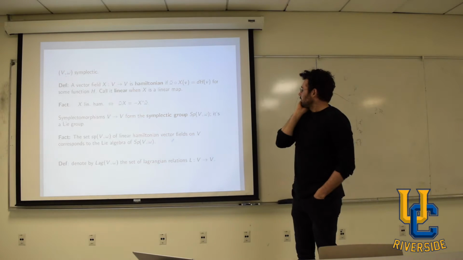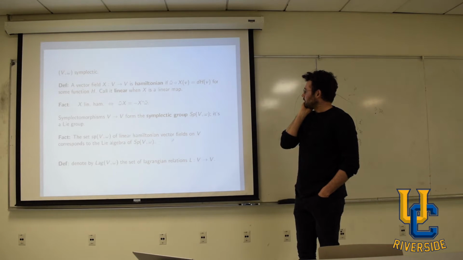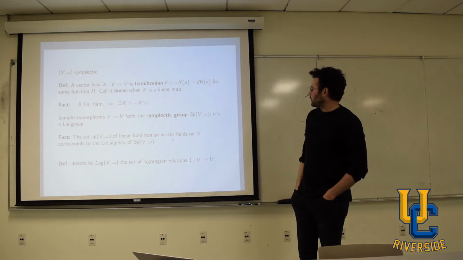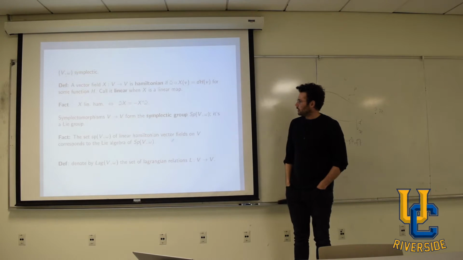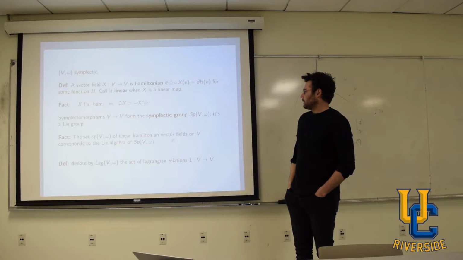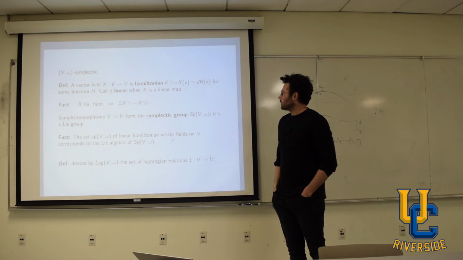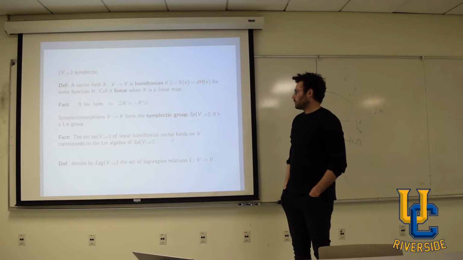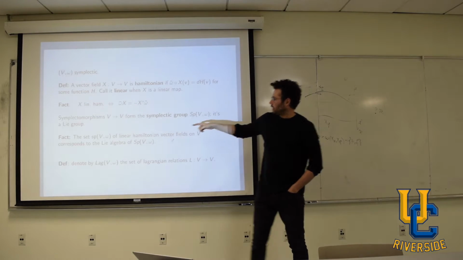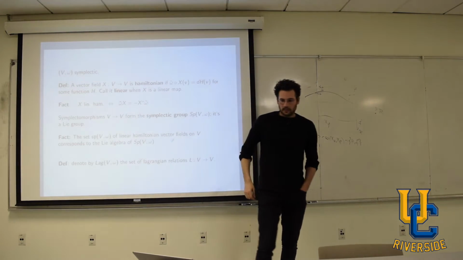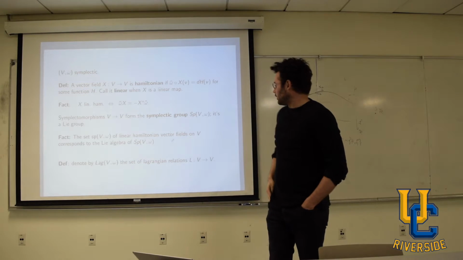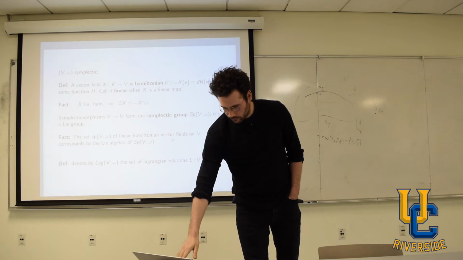The symplectomorphisms from V to V, the set of all possible symplectomorphisms, form a group, which we call Sp(V, omega), and it happens to be a Lie group. And it happens to be the case also that the linear Hamiltonian vector fields correspond to the Lie algebra of this Lie group. So we call the linear Hamiltonian vector fields by this notation, the little sp(V, omega). And we call Lag(V, omega) the set of Lagrangian relations from V to V.